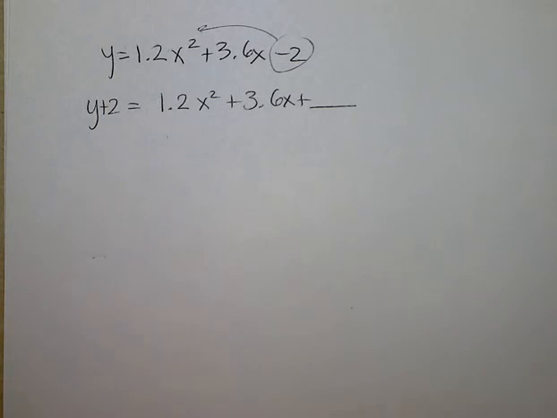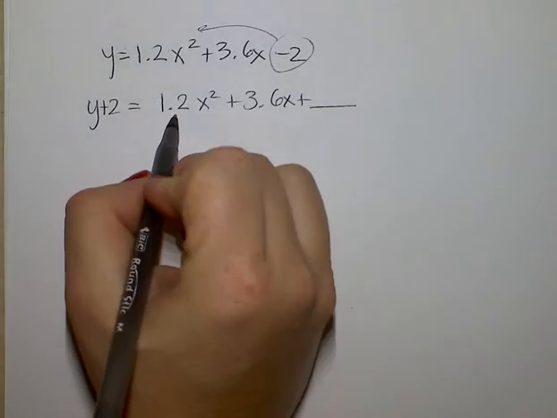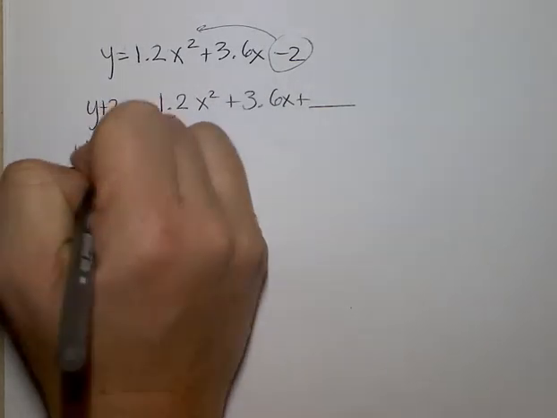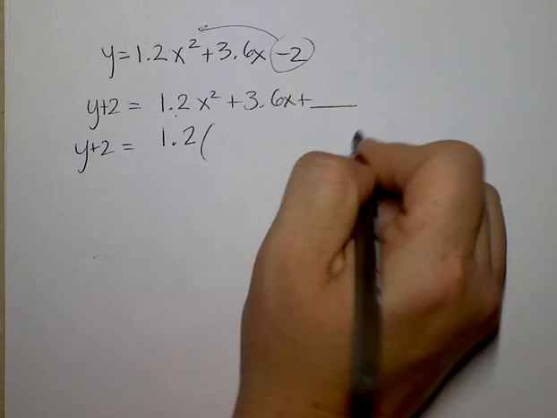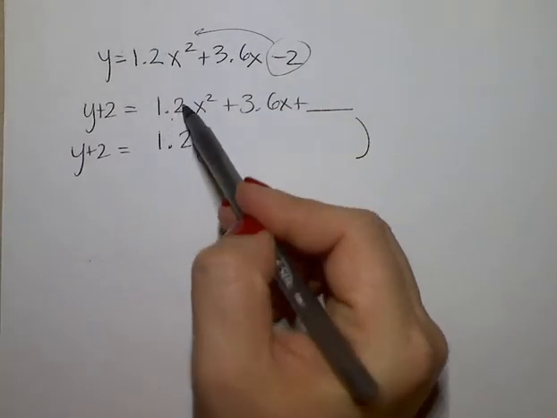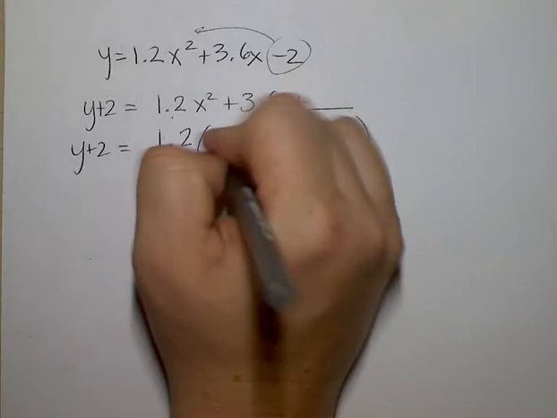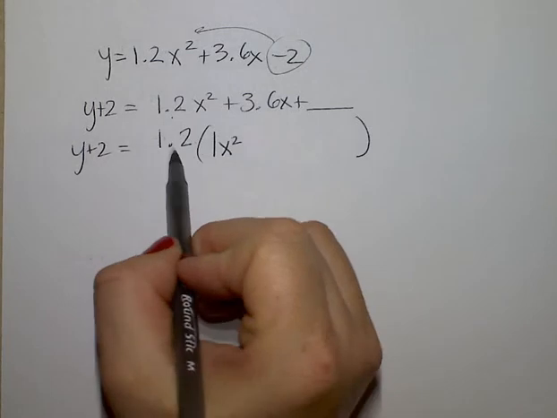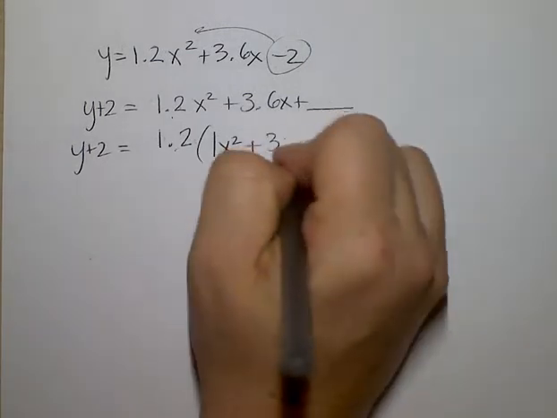Okay, now because this number is just not a single one, I have to factor it out. Feel free to use a calculator. Now how do we do this? We go top to the bottom. 1.2 divided by 1.2 is 1. Bring down the x squared. What is 3.6 divided by 1.2? Bring down the x.